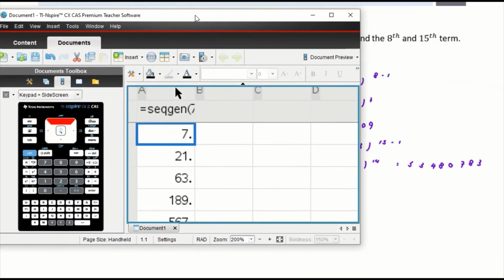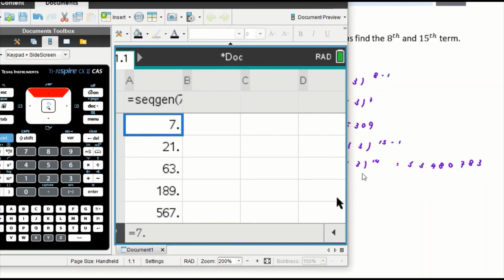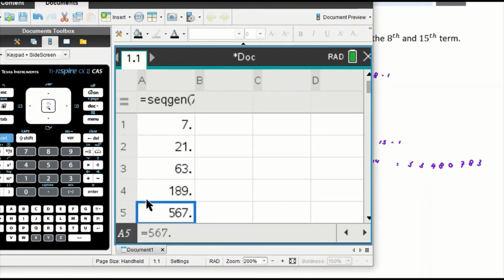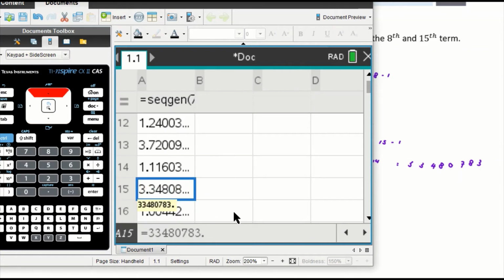So we want the answer for the 8th term, right? So that's 1, 2, 3, 4, 5, 6, 7, 8. Yeah, so the 8th term is here. So that's why 15309 is correct. Then after that, this one is for 15. So we move on to 15. Then you know that this is correct as well. You can read the whole number here. Okay, so this is exactly what we found here.